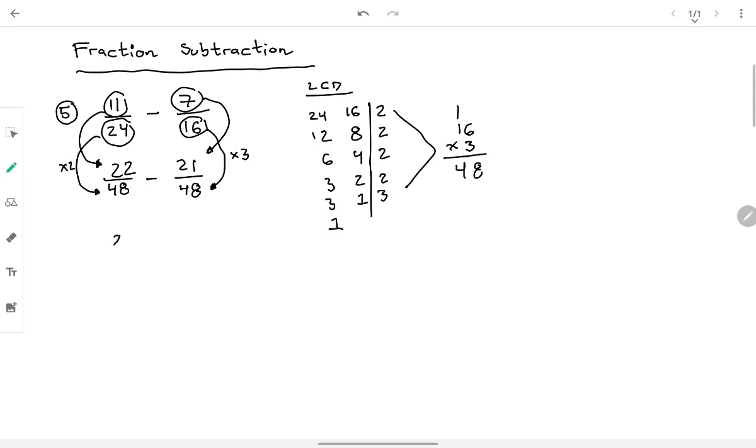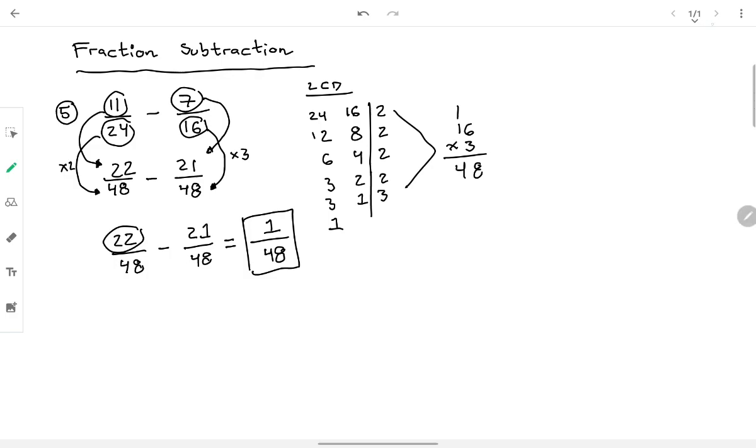So we can do the subtraction now. Remember always that the denominator won't change, so our final answer will be over 48. Then we need to see if our answer will be positive or negative. In this case, the positive number 22 is bigger than 21, the negative one, so our answer will be positive. 22 minus 21 is only 1, or 1 over 48. So this will be our final answer.